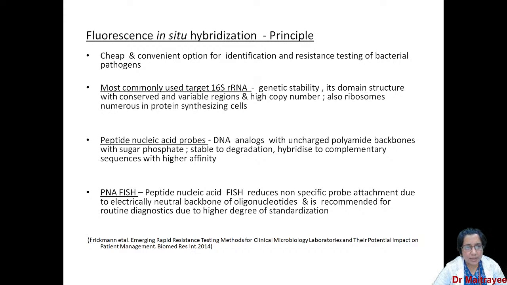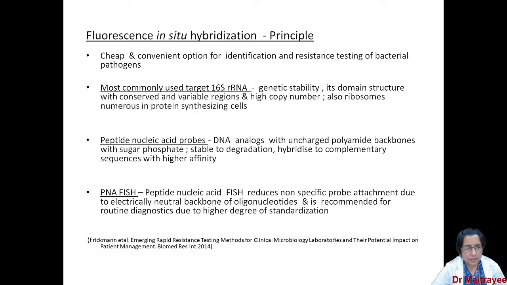Fluorescent in situ hybridization is a cheap and convenient option for identification and resistance testing of bacterial pathogens. It's most commonly used to target 16S rRNA because this is genetically stable, its domain structure has conserved and variable regions, and it has a high copy number. Also, ribosomes are numerous in protein synthesizing cells.